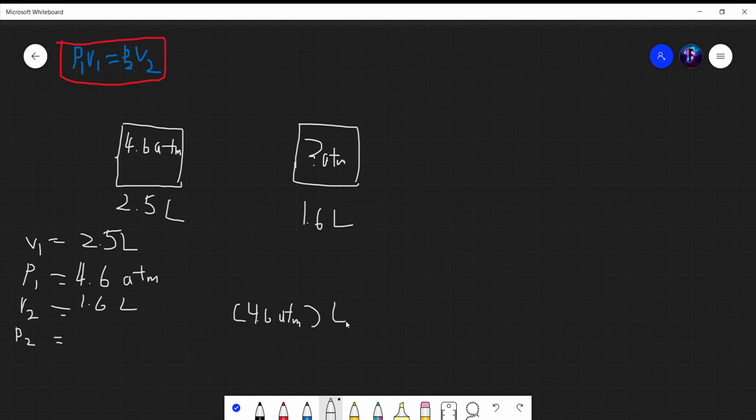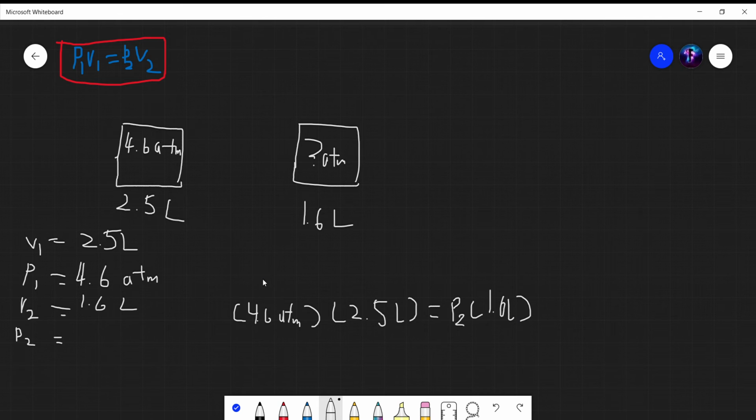Times, you don't write the time, you just write the brackets. 2.5 liters, and that's equal to P2, which is the one we're finding. And since it's a number, you don't need the brackets around it. Next is V2, and V2 is 1.6, which is right here. Liters.